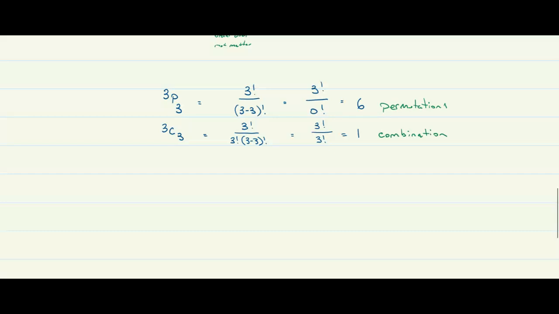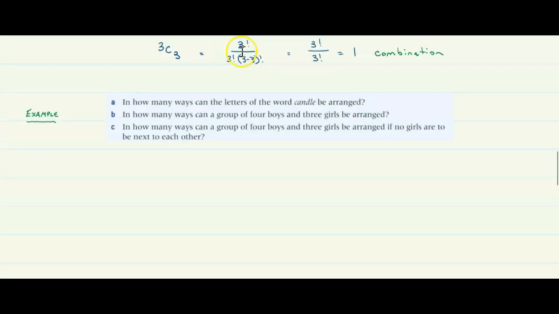Okay, so let's do some examples. In how many ways can the letters of the word candle be arranged? Is order important here? Clearly, we're just rearranging the letters. It's a triviality if it's the combination we're after, because every rearrangement spells or looks different, right? So this is definitely a permutation.